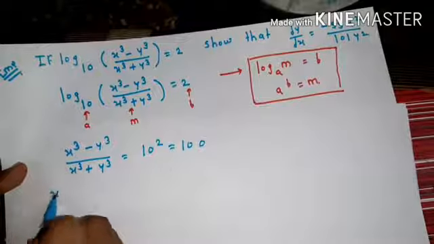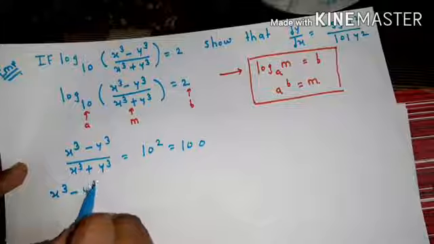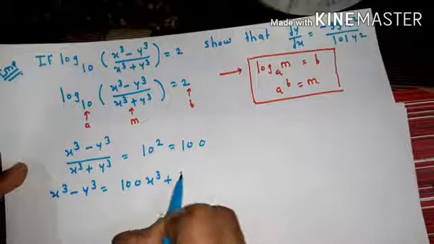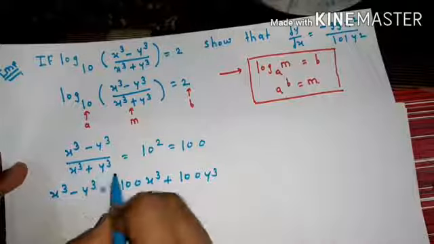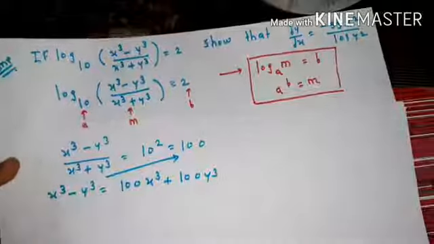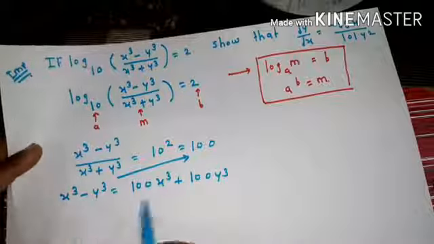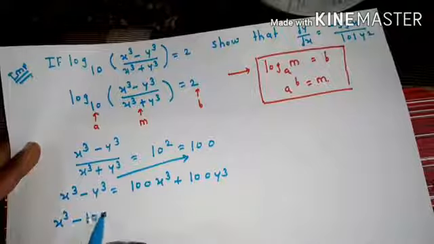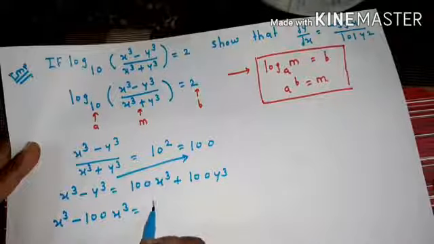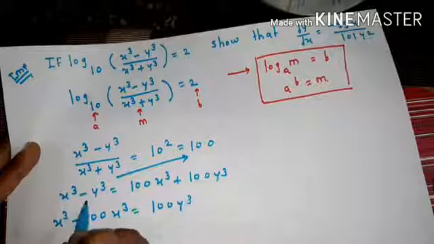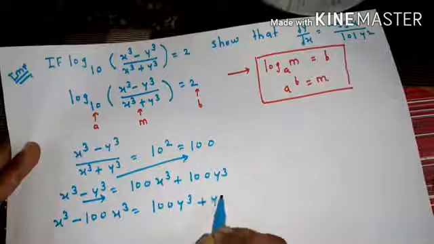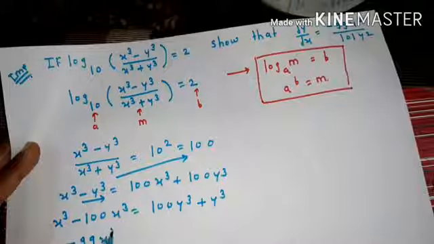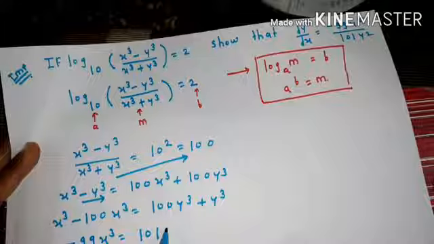And now this is x raised to 3 minus y raised to 3 equal to 100 x cube plus 100 y cube. By shifting this to that side, we get, with the same variable on the same side, x raised to 3 minus 100 x raised to 3 equal to 100 y raised to 3. Shift this y to that side, that will become plus. And this is minus 99 x raised to 3 equal to 101 y raised to 3.